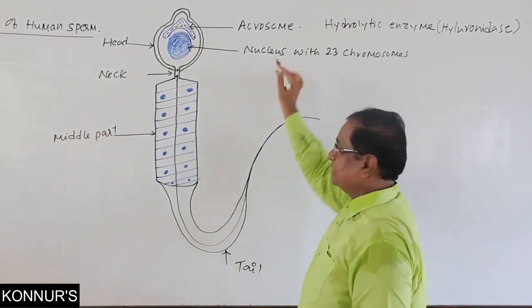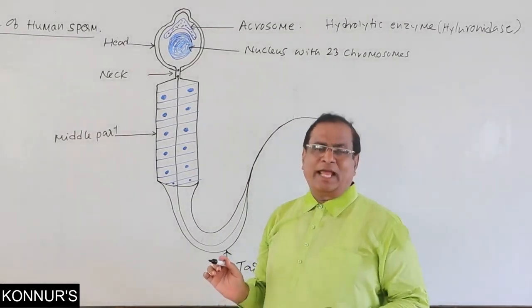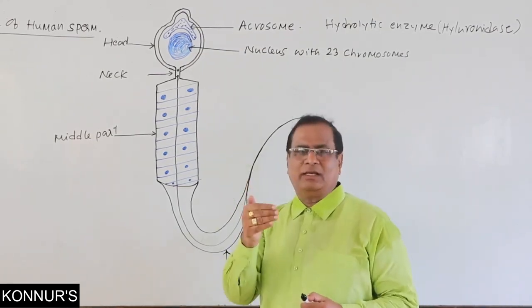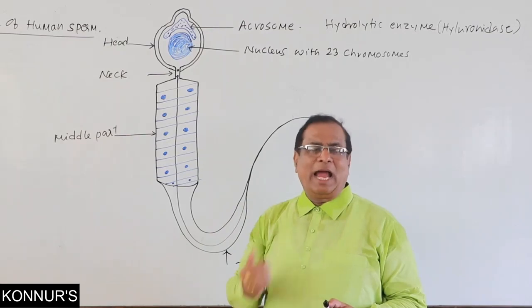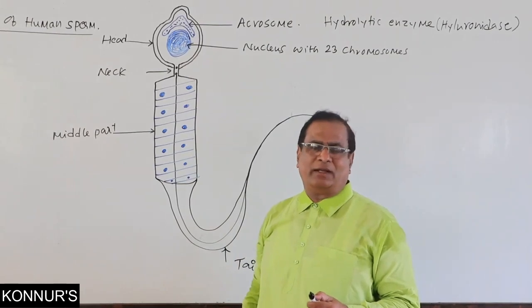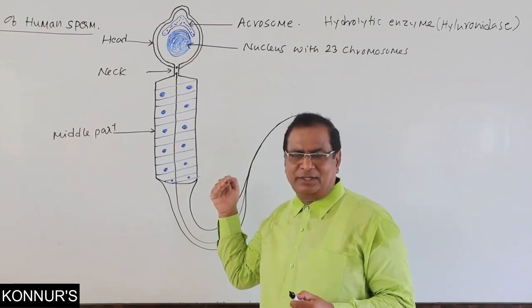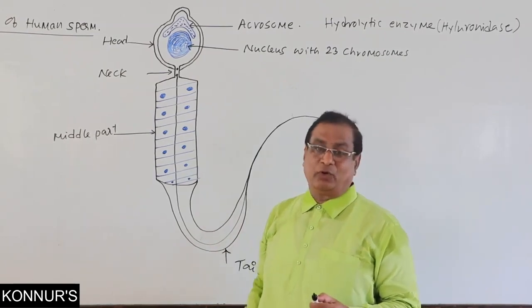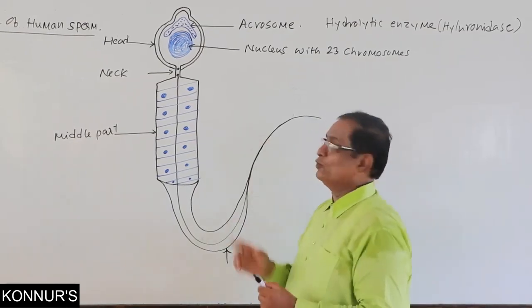That hydrolytic enzyme present in acrosome plays a very important role at the time of fertilization with egg, because when the head touches the outer membrane of egg, acrosome bursts and hyaluronidase enzymes spread over the outer membrane. They become softened so that sperm can penetrate into the egg through the membranes. For that, hyaluronidase plays a very important role. That is there in acrosome.